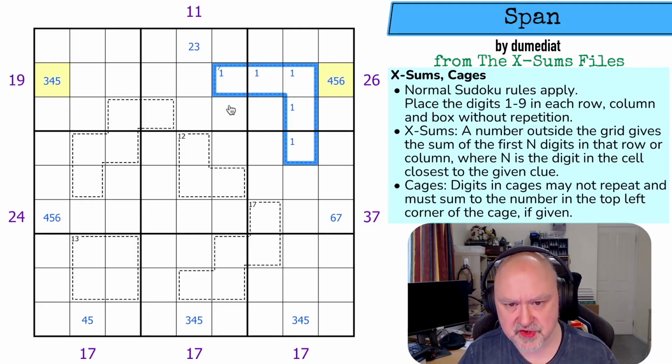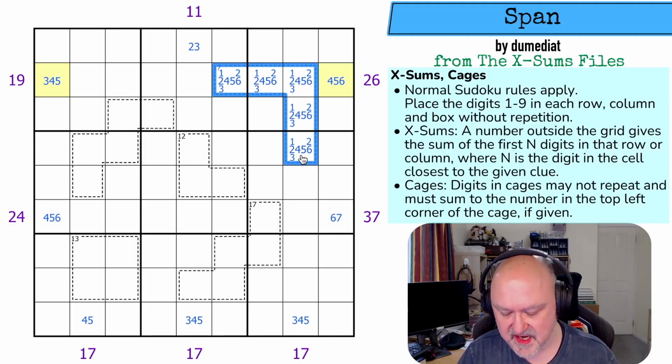Now, if I don't use a 2, I'm at 1, 3, 4, 5, 6. And 1, 3, 4, 5, 6 is 19. So that doesn't work either. So there must be a 2. Now, if I don't use a 3, 1, 2, 4, 5, 6 is 4, 5, 6 is 15 plus 1, 2 is 18. That doesn't work either. So there must be a 3 in one of these cages. So there's 1, 2, and 3 in any 17 cage.